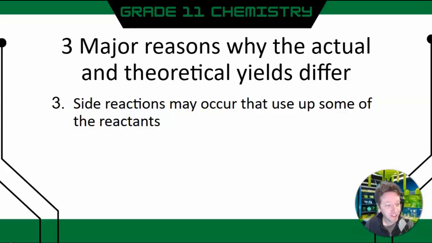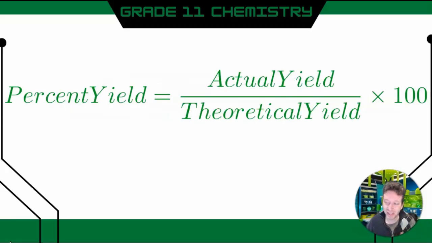So how we calculate percent yield then is you take your actual yield, what you managed to get from the experiment, divided by the theoretical yield that you would have calculated from, say, stoichiometry, and times it by 100%. So let's see how this works if I were to ask you a percent yield question on one of my grade 11 chemistry tests.